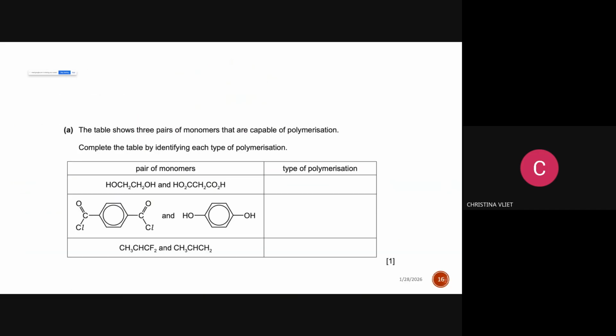Okay. The table shows 3 pairs of monomers that are capable of polymerization. Complete the table by identifying each type of polymerization. So pair of monomers, type of polymerization. This is literally the same question, but this comes from a Cambridge exam, paper 4. What type do we have here? We've got condensation. Right? Second one, what's this? Condensation. Just instead of removing water, we're removing HCl. And then the third one.